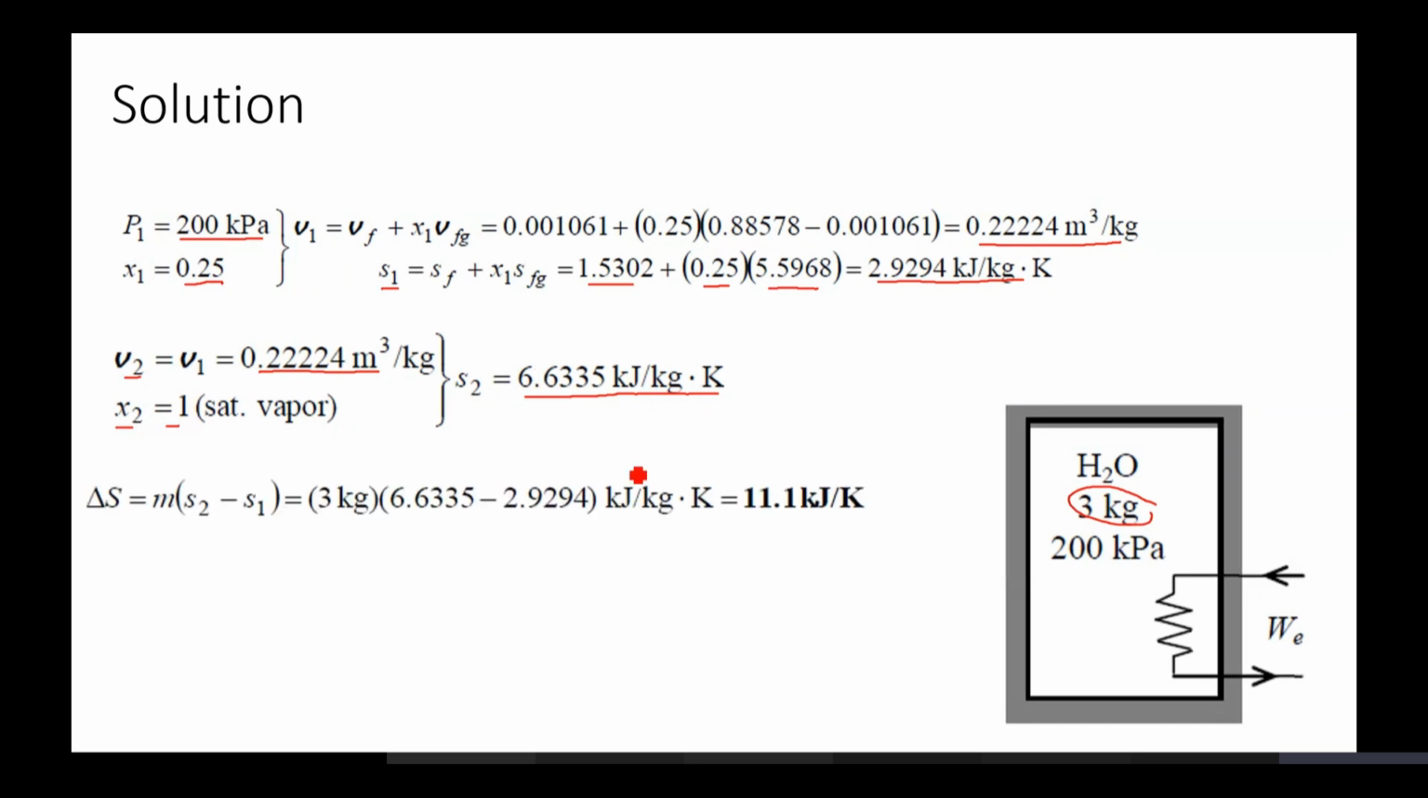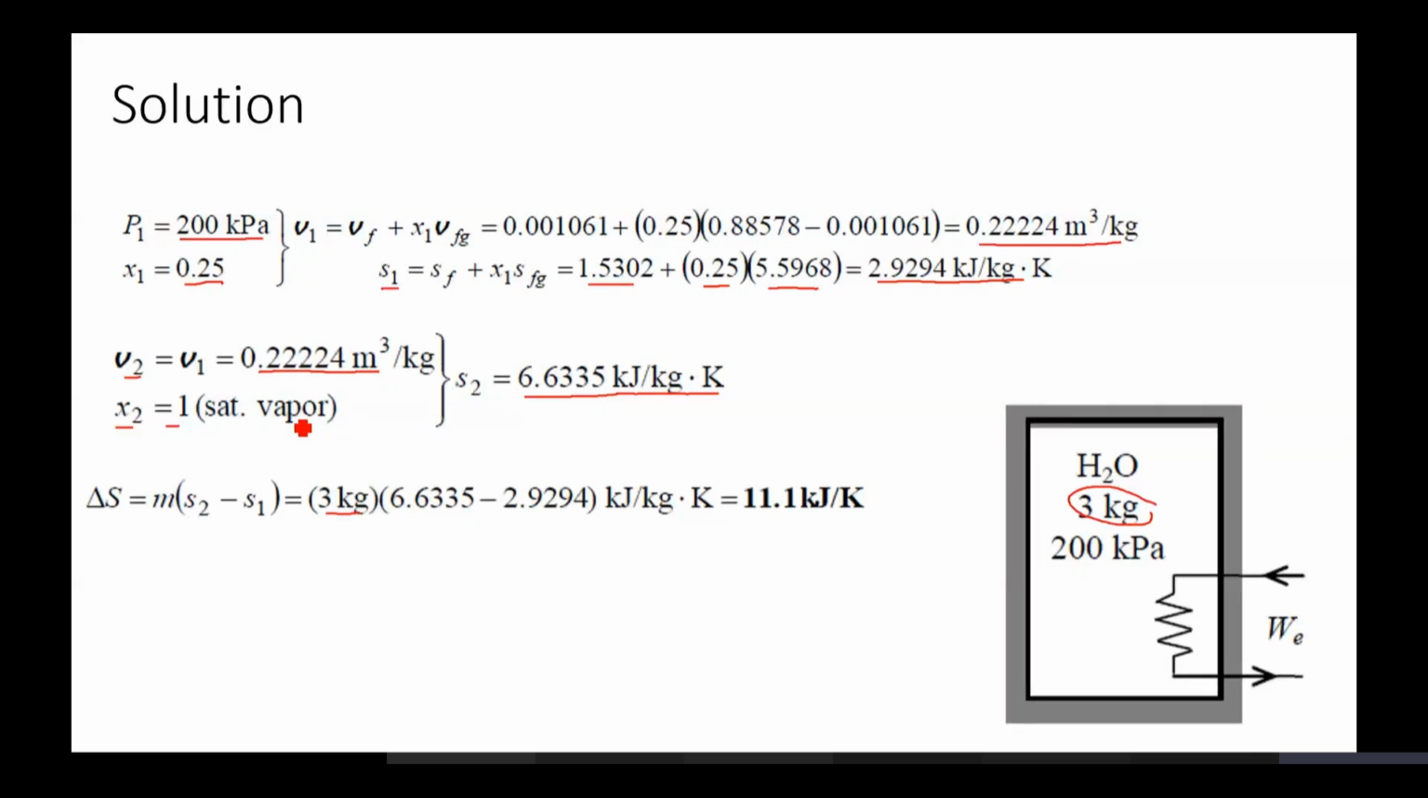You just have to take the difference of the two entropies and multiply it by the corresponding mass. So the entropy change would come out to be 11.1 kilojoules per Kelvin. This is the entropy change as your system moves from the mixed region to the saturated vapor region.